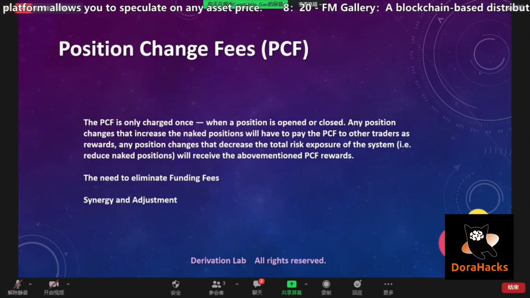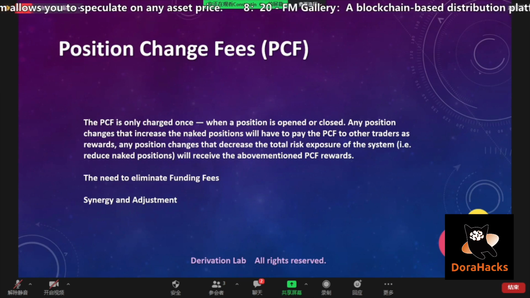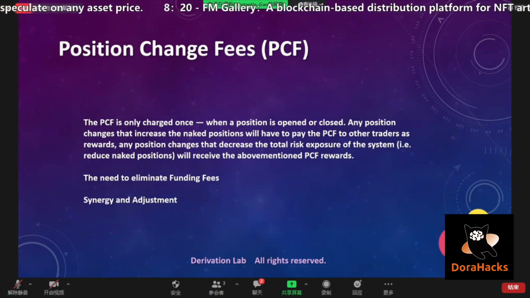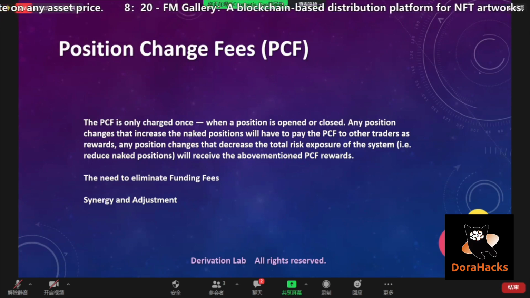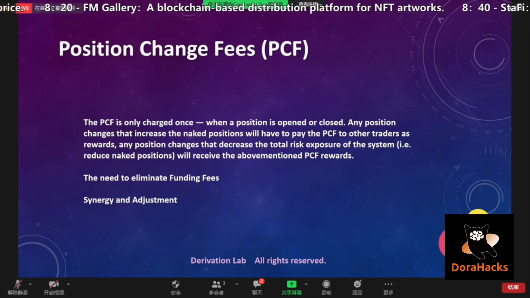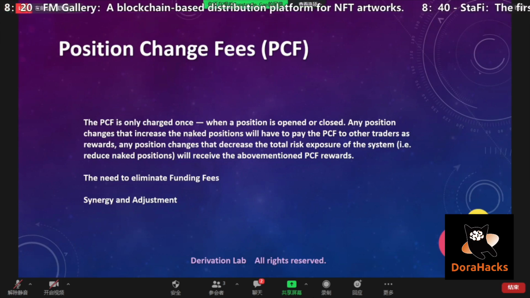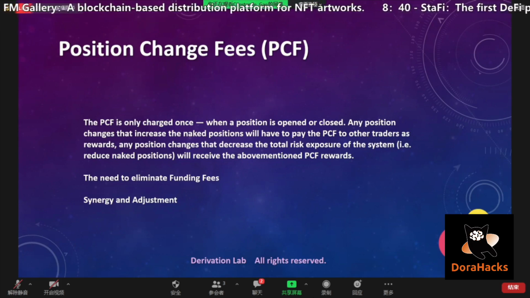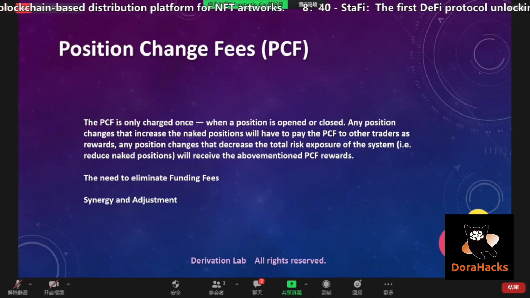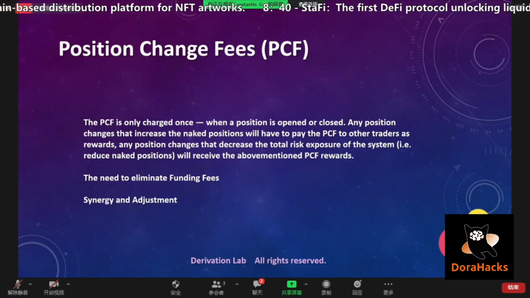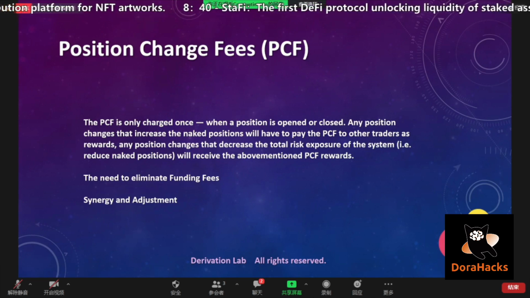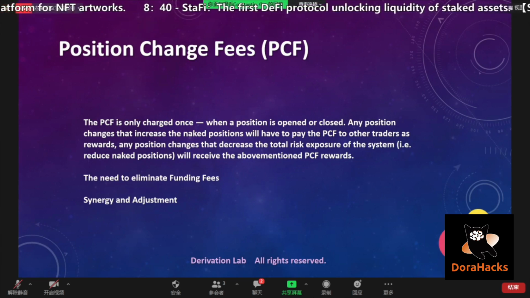When you open a position that increases the naked position, or the systemic risk of Derify, you have to pay the PCF to other traders. Other traders are the people who open a position to reduce the total risk exposure of the system, and they will receive the rewards. The reason we need to eliminate the funding fees is because funding fees have some drawbacks that cannot be fixed as a derivative DEX.